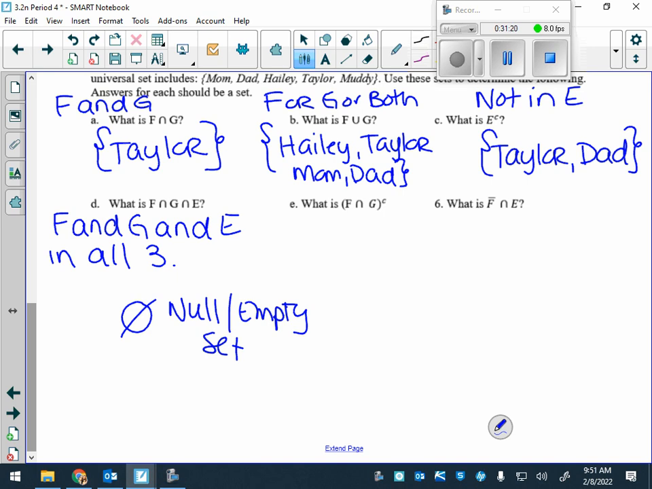All right. Then for E, this means not in F and G. So basically, it's not in the intersection. We already found who was in F and G. Who was in F and G? Taylor. So who's not in that intersection? Kate? Okay. Anybody else? And Muddy, good. It's everyone else in the universal set.